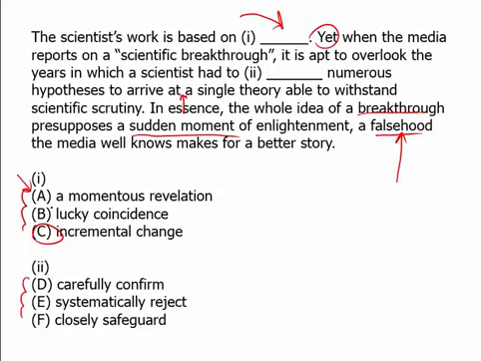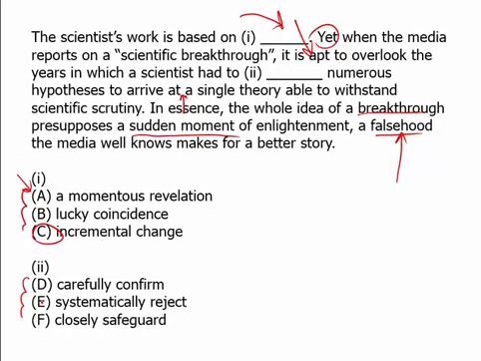So for the second blank, it is apt to overlook the years in which a scientist had to blank numerous hypotheses to arrive at a single theory. Well, the media tells a falsehood, therefore it is apt or likely to overlook the years in which the scientists had to work slowly and methodically. So we already have a meaning now. The scientists had to methodically work with numerous hypotheses. You don't have to come up with this wonderful, perfect word, but one that is close enough. So let's look at the answer choices.